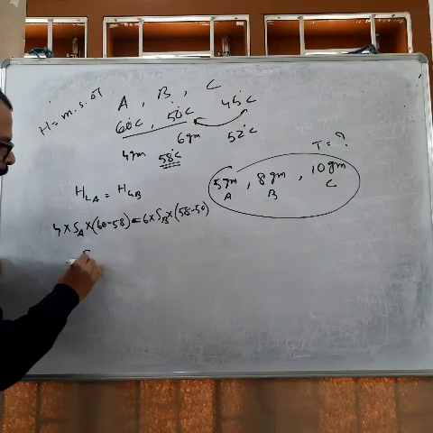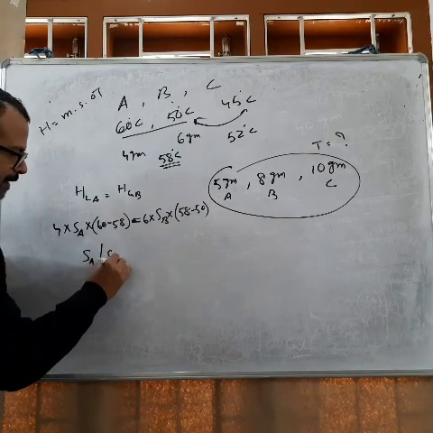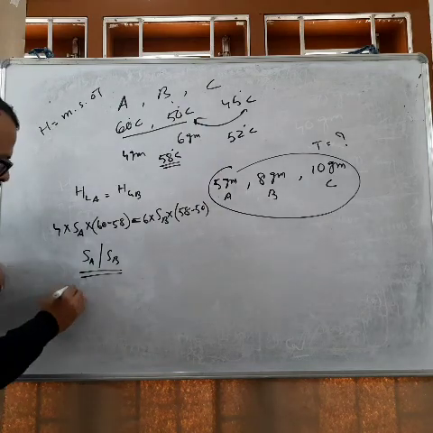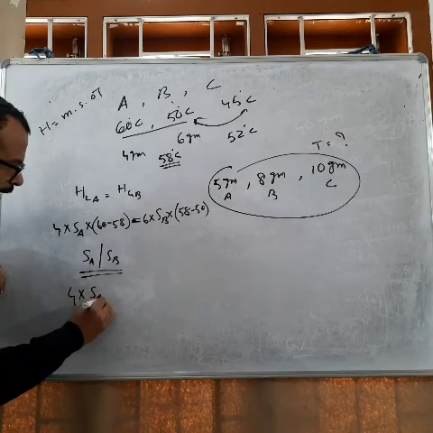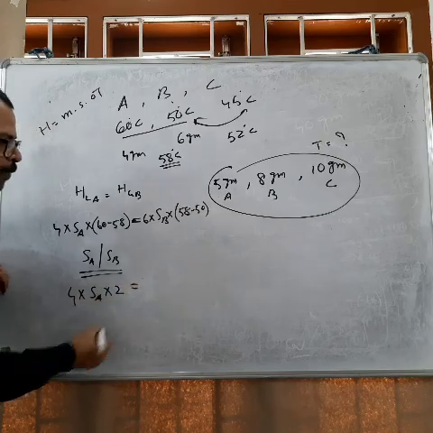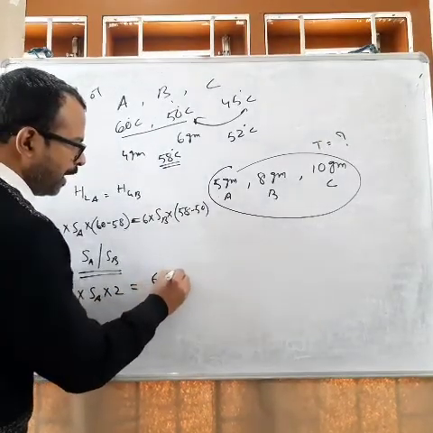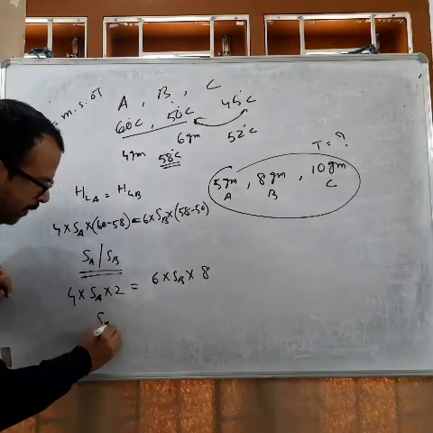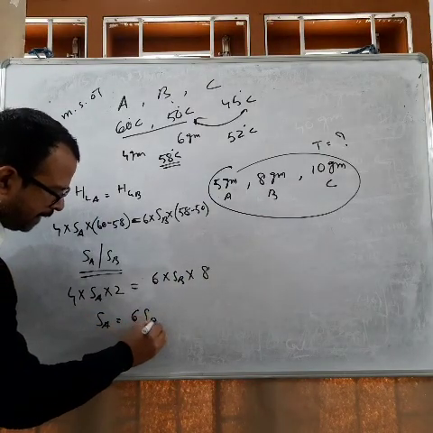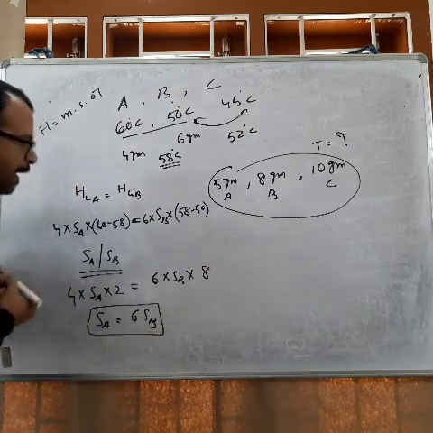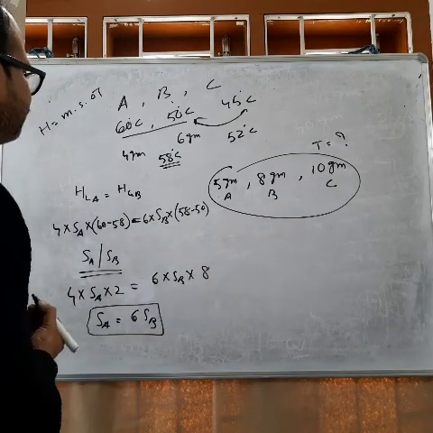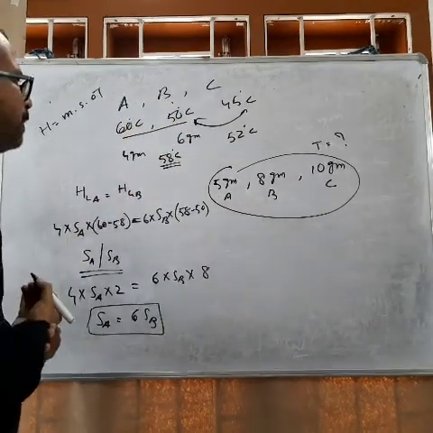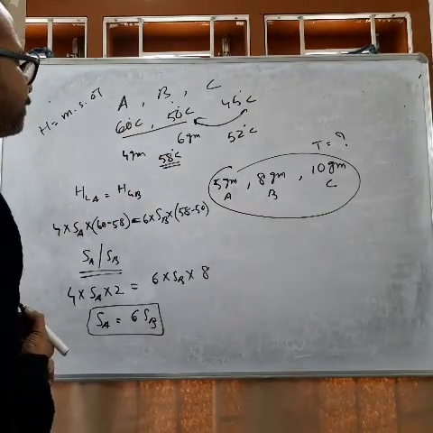So we get a link between SA and SB. Simple calculation: 4 into SA into 2 equals 6 into SB into 8. So SA equals 6 SB, I think. So one link between SA and SB comes out from the information that when A and B are mixed, the temperature of the mixture is 58 degrees.